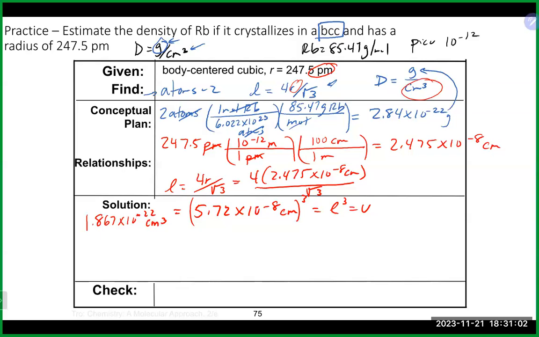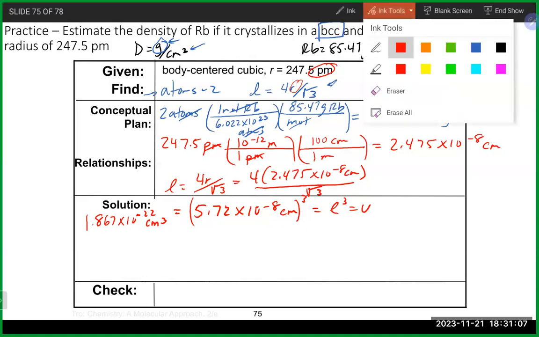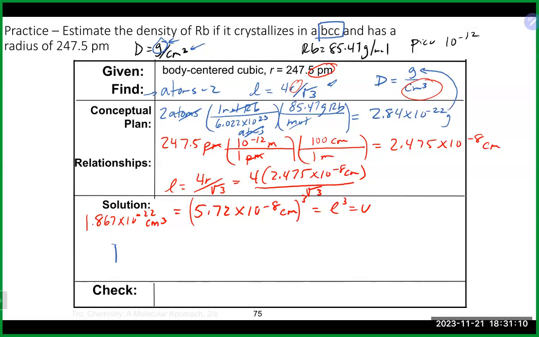Any questions on that? All right, so the last part here obviously is to finish it. So we will then take both of those numbers into our density. So our grams of 2.475 times 10 to the minus 8 centimeters, which is obviously not my grams, but my centimeters there. Good thing they have erasers, I suppose. Let's try that again. That was 2.84 times 10 to the minus 22 grams, divided by my 2.475 times 10 to the minus 8 centimeters.